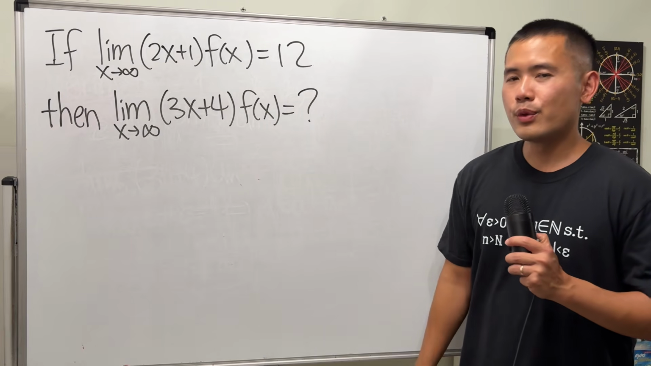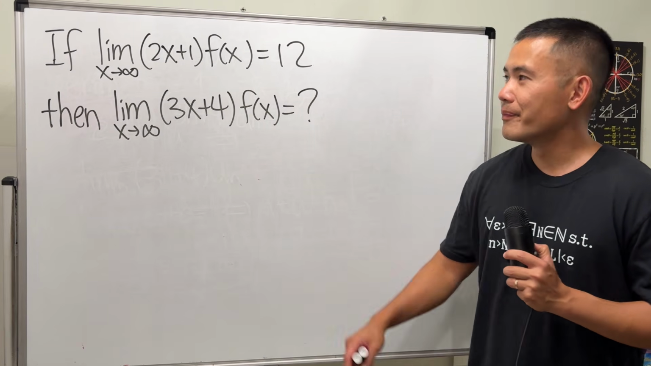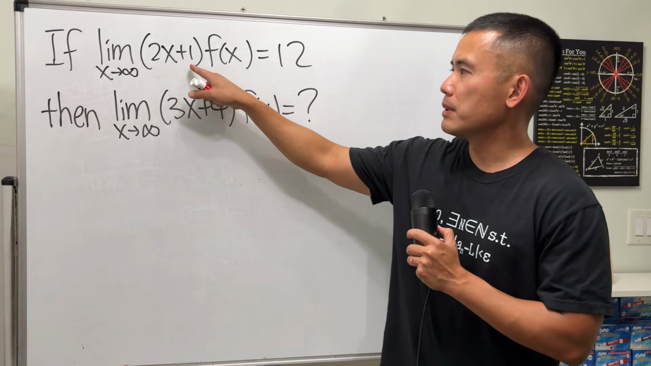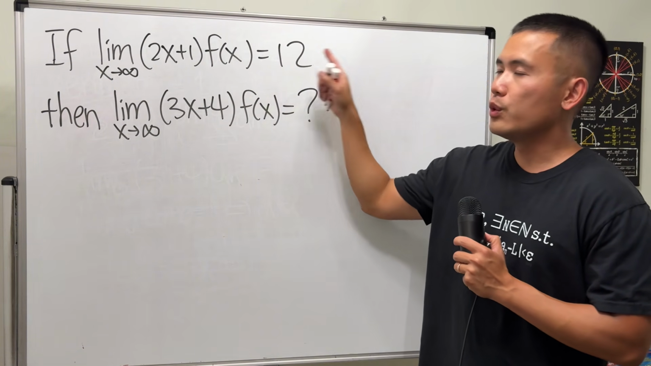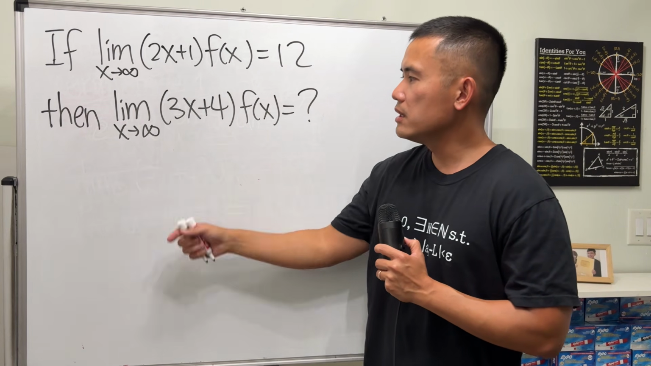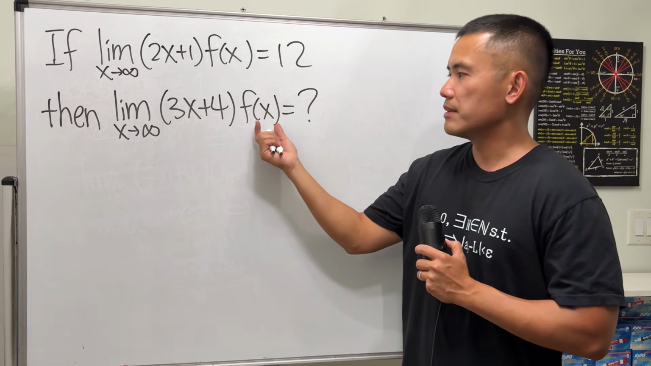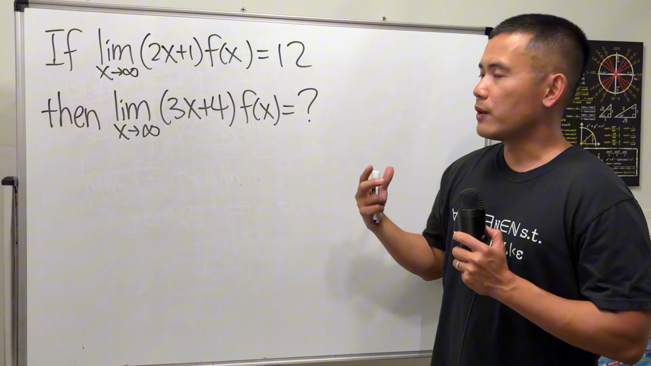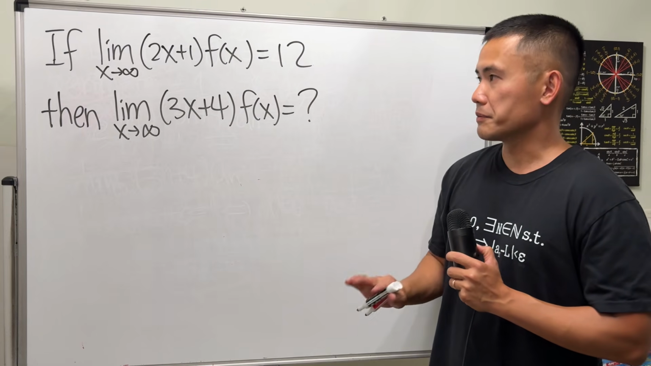So I have this limit question from my Calculus 1 class. Suppose we have the limit as x approaching infinity of (2x + 1) times f(x) is equal to 12. Then we would like to know the limit as x approaching infinity of (3x + 4) times f(x). Well, firstly, we do not know what function we are talking about here, f(x).